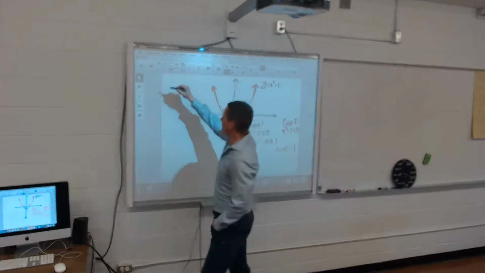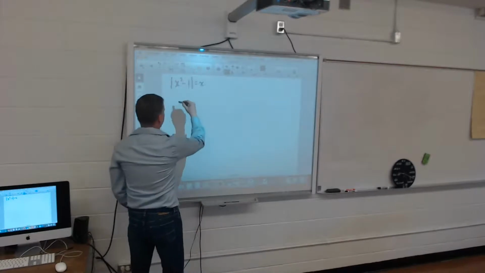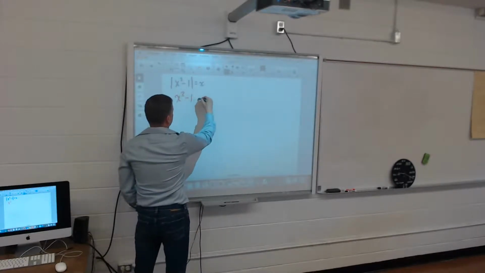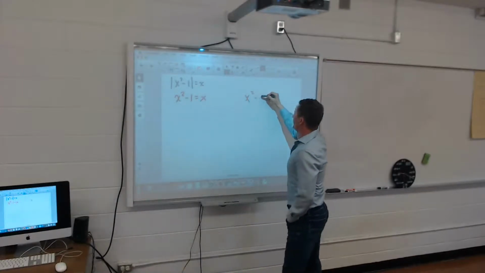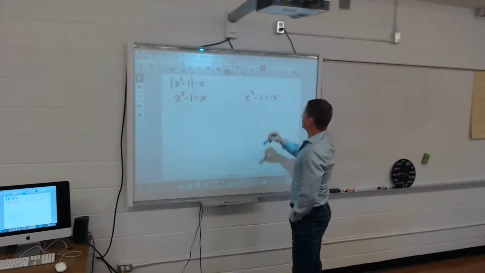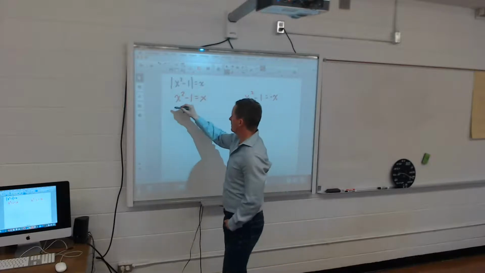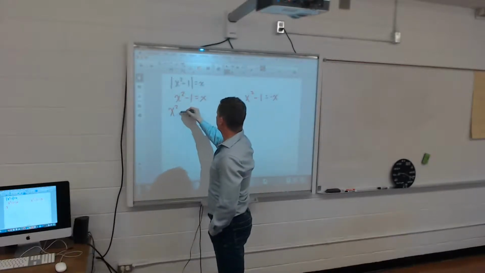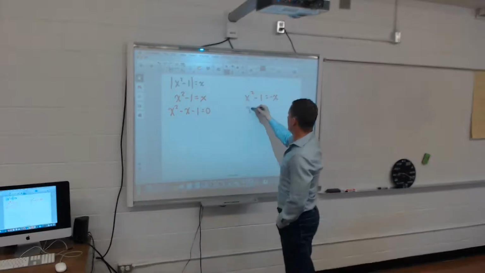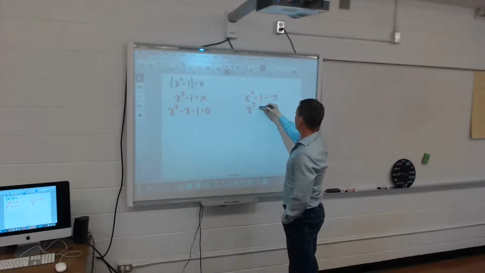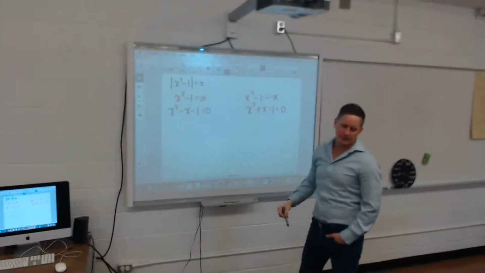Now I'm going to go back a page and I'm going to solve this. So x squared minus 1 equals x. X squared minus 1 equals negative x. X squared minus x minus 1 equals 0. X squared plus x, excuse me, minus 1 is equal to 0.